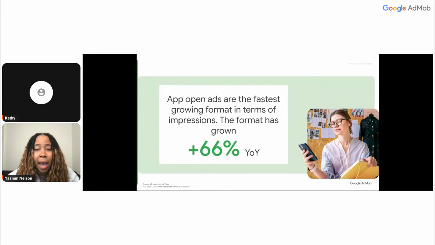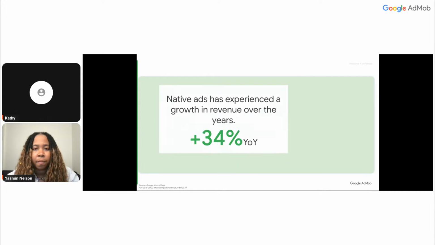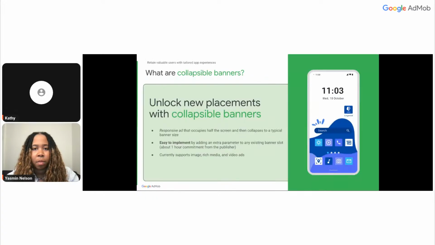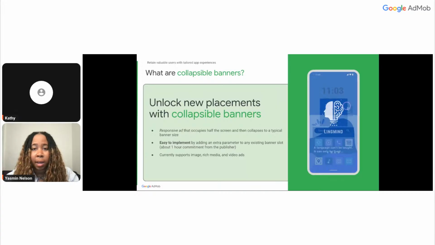App open ads have grown 66% in revenue growth year over year. And native ads have shown a 34% revenue growth year over year. So what about collapsible banners?